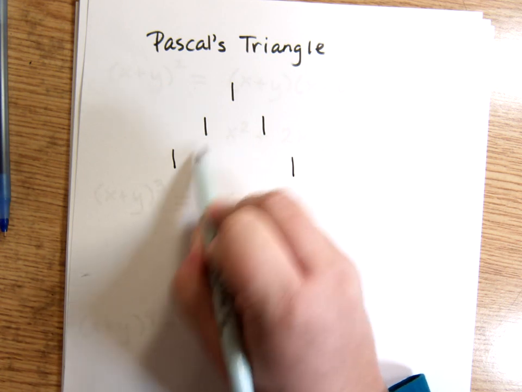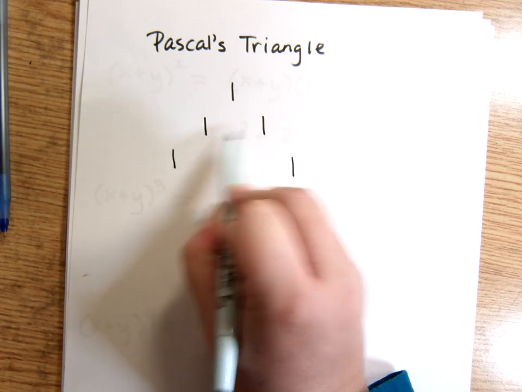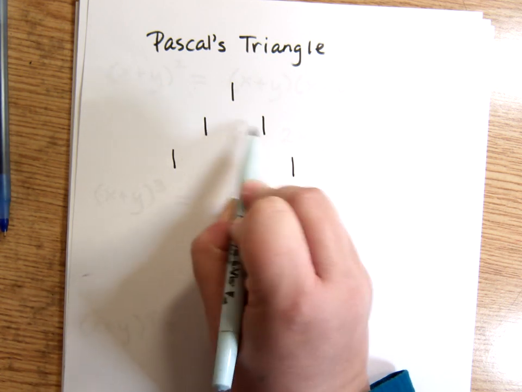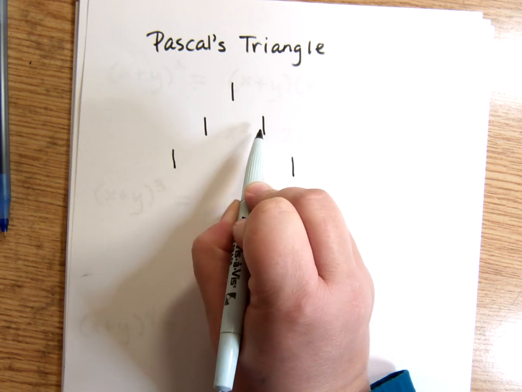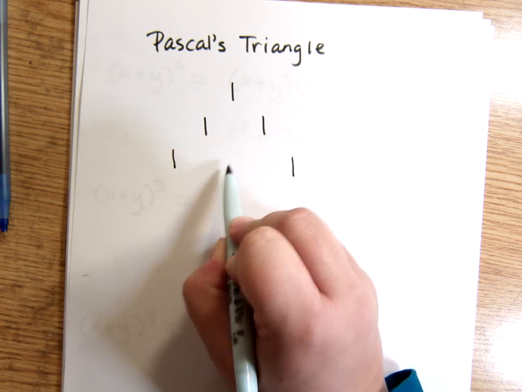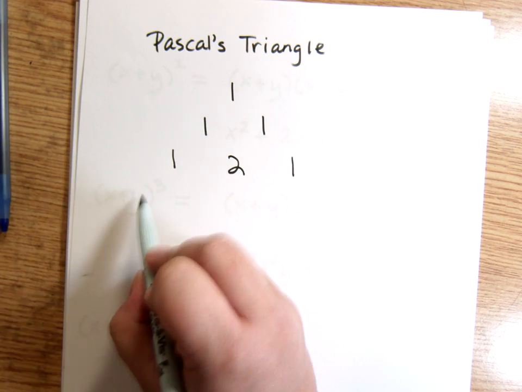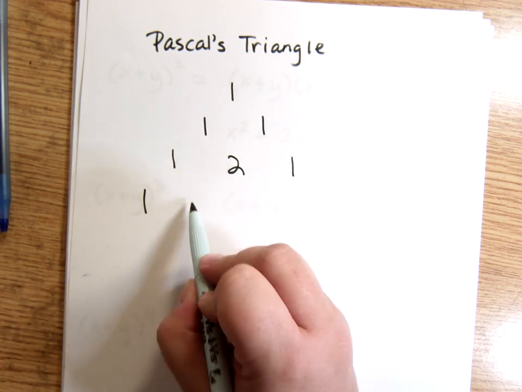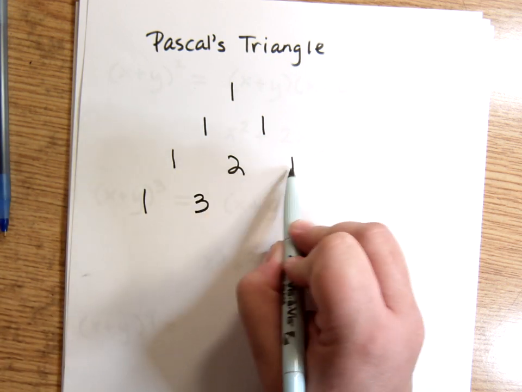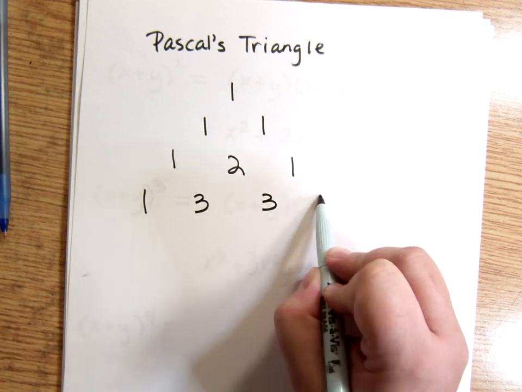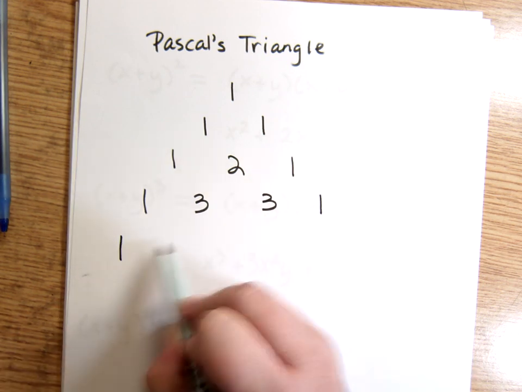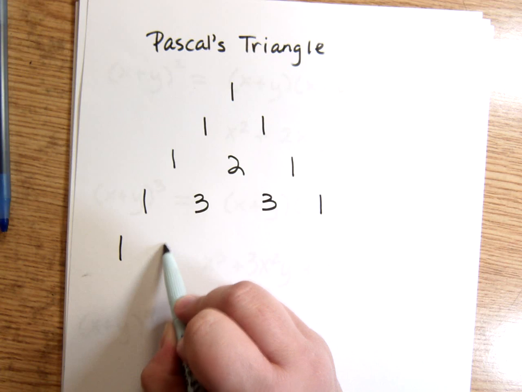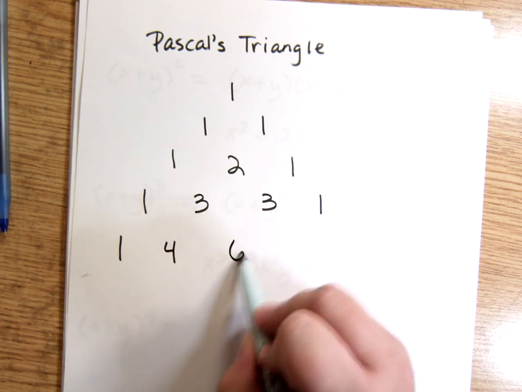And then from there down, you start each row with a 1 and end that row with a 1. And anything on the interior of the triangle comes from taking the 2 entries above it on the left or the right and adding them. So 1 plus 1 equals 2. Here's a 1. 1 plus 2 equals 3. 2 plus 1 equals 3. And here's a 1. Here's a 1. 1 plus 3 equals 4. 3 plus 3 equals 6.